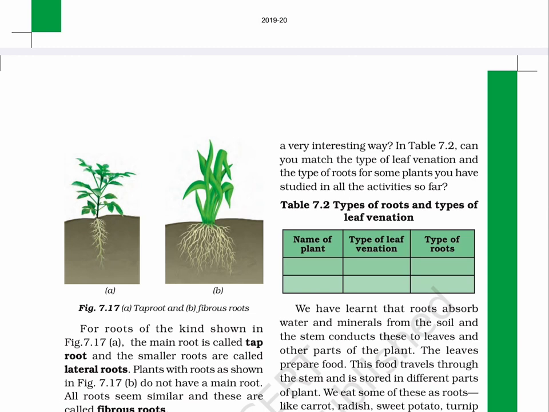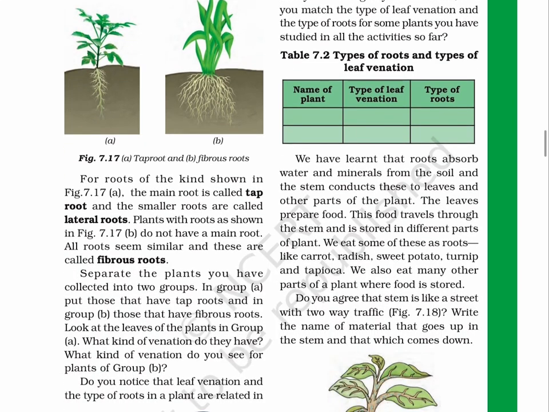We have learned that roots absorb water and minerals from the soil and the stem conducts these to leaves and other parts of the plant. The leaves prepare food. This food travels through the stem and is stored in different parts of plant. We eat some of these as roots like carrot, radish, sweet potato, turnip and tapioca. We also eat many other parts of a plant where food is stored.